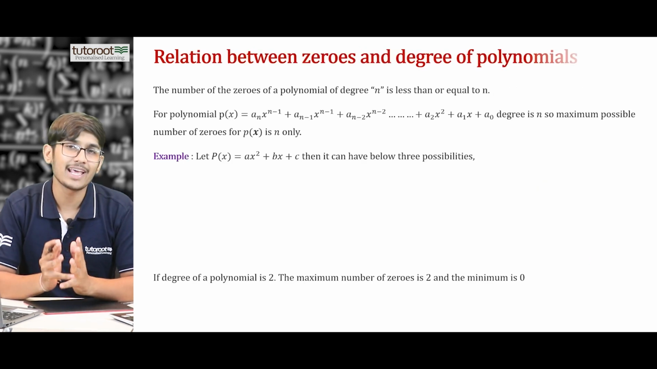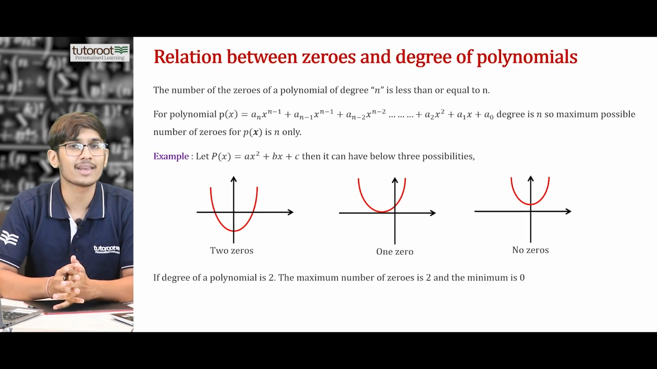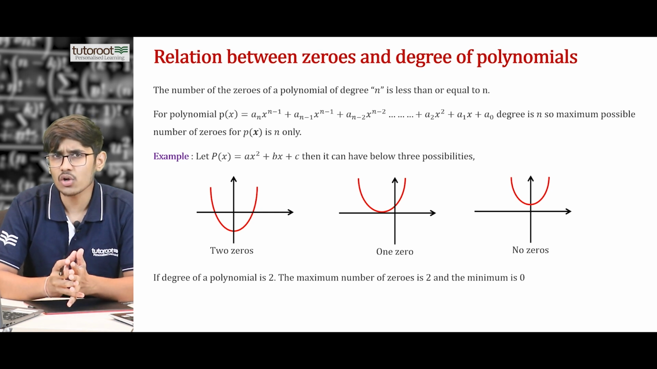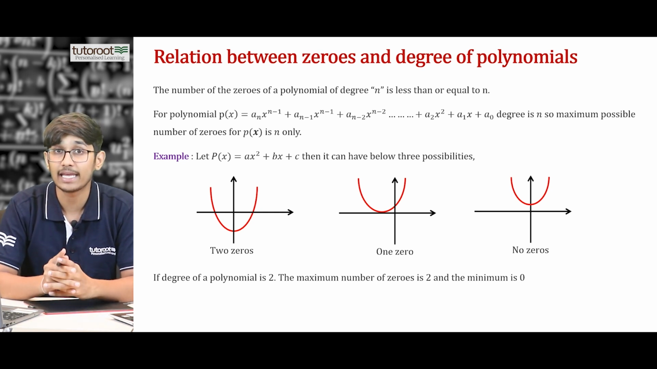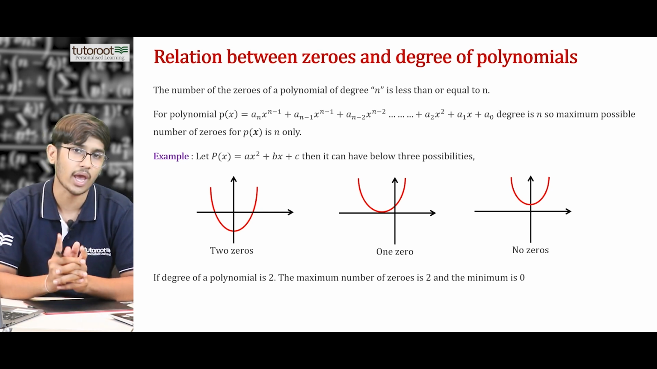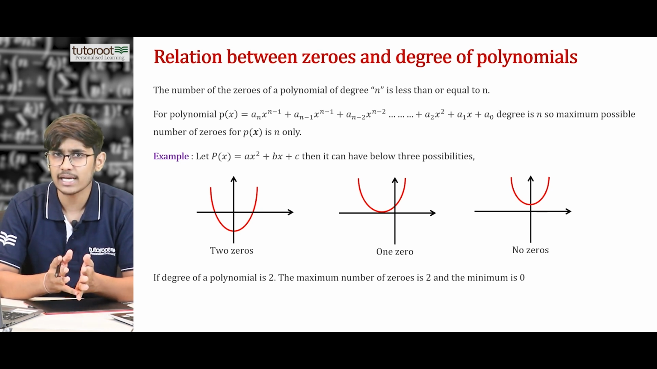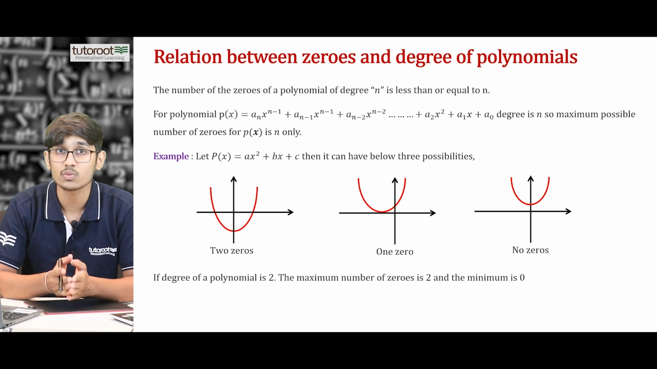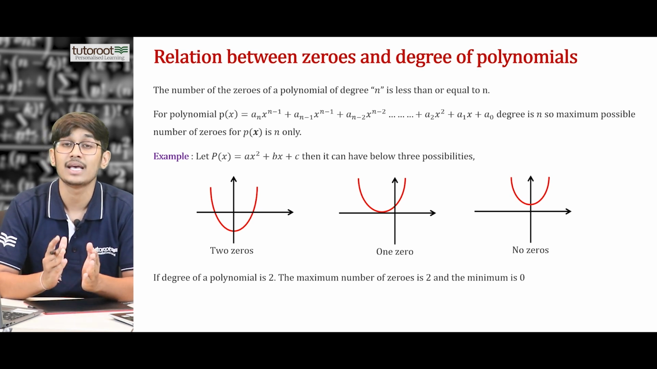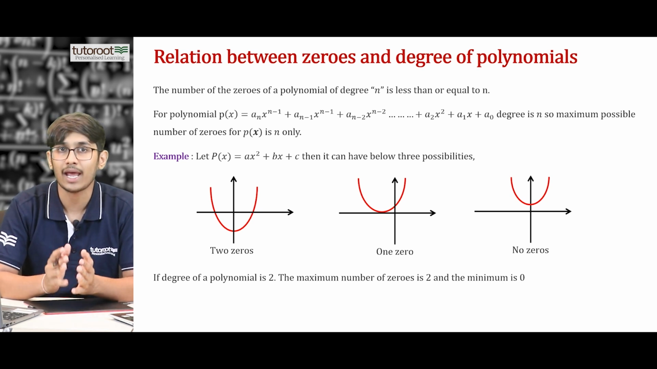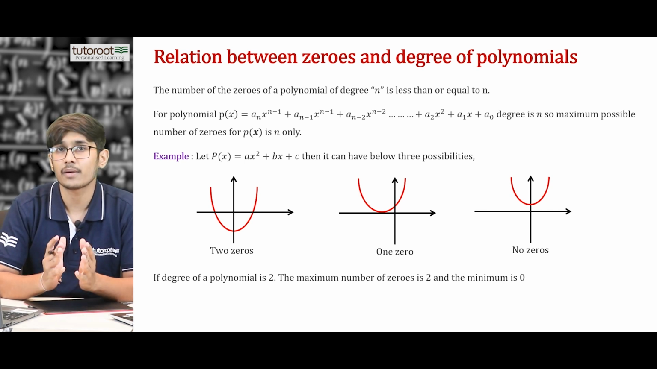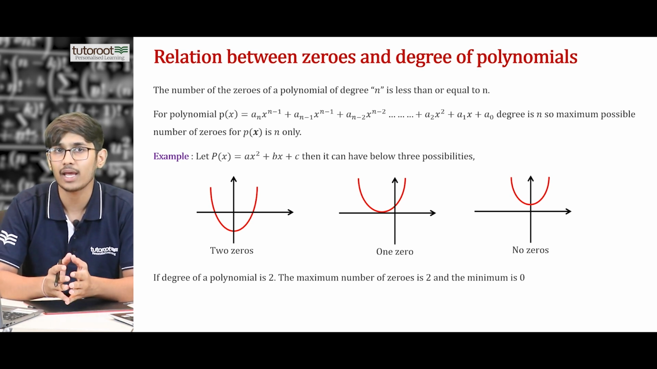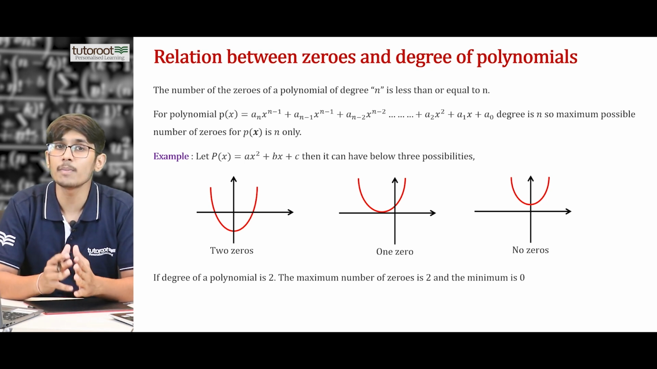Now let's look at the relationship between zeros and degree of polynomials. The number of zeros of a polynomial of degree n is less than or equal to n. For a polynomial p of x equals a n x power n plus a n minus 1 x power n minus 1 plus a n minus 2 x power n minus 2, and it goes on till a 2 x power 2 plus a 1 x plus a 0. Degree is n, so the maximum possible number of zeros is n only.